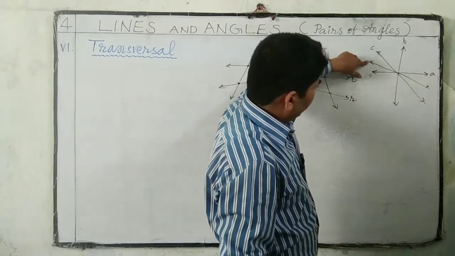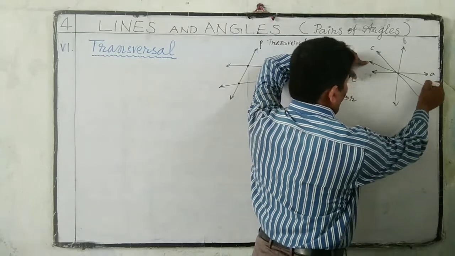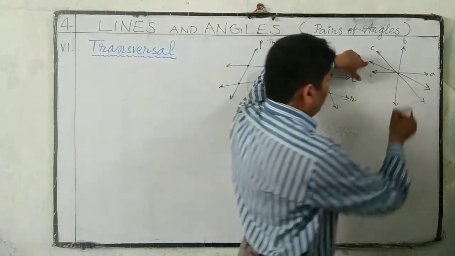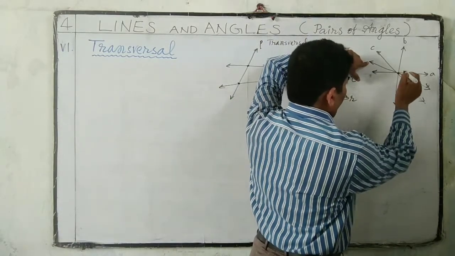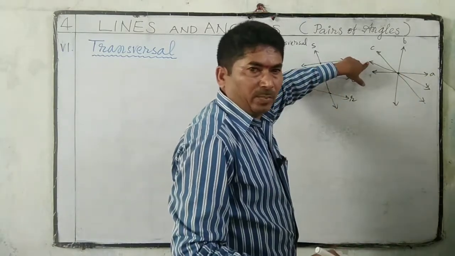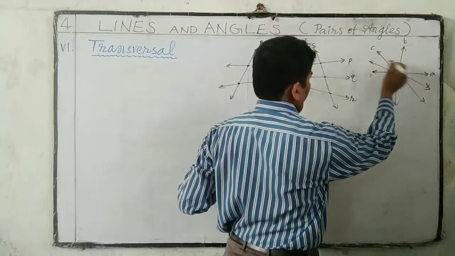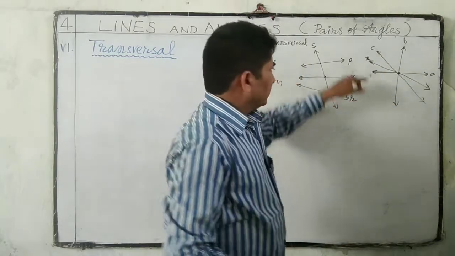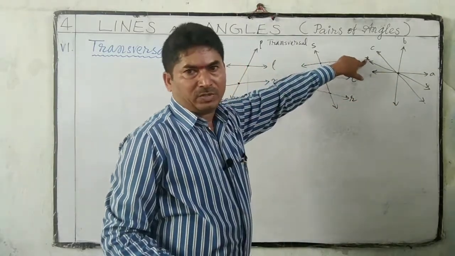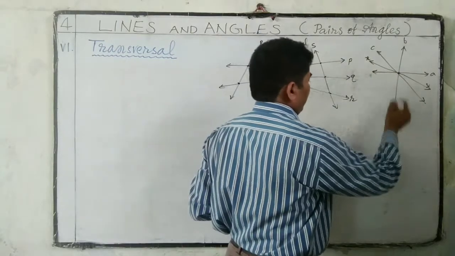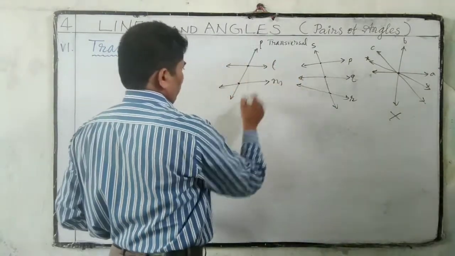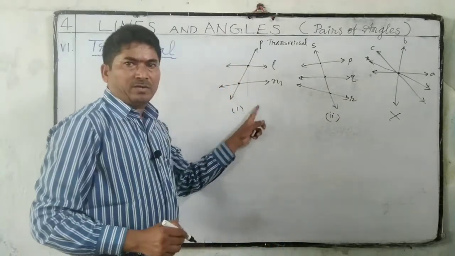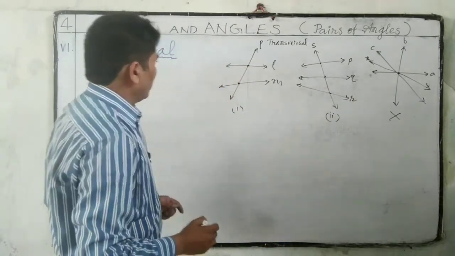This is one more line intersecting not in distinct points. It is also going through a single point only, ABC. This is X. But these are not, this is not a transversal. These two, 1 and 2 only, are examples for transversal.